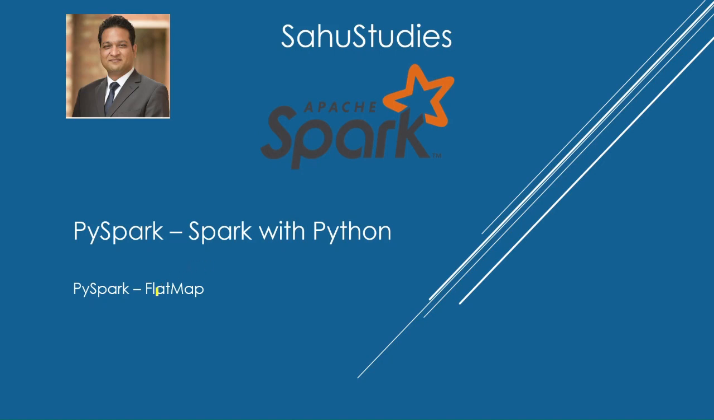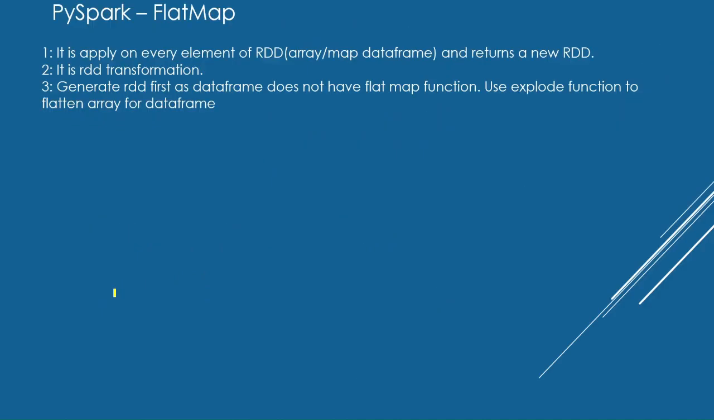In this video, we are going to see how map function works in PySpark. So let's discuss something about map function. Map is applied on every element of RDD, array or map type data frame, and returns a new RDD.